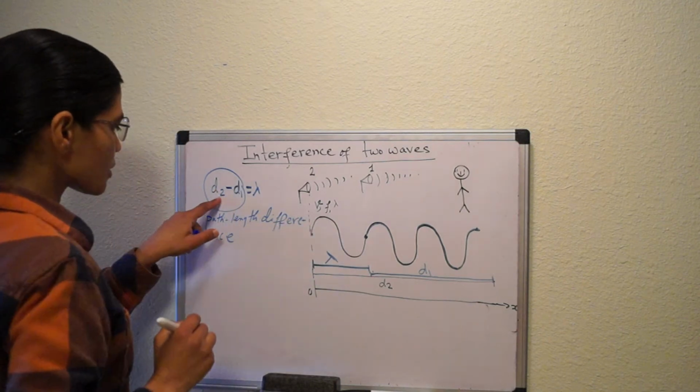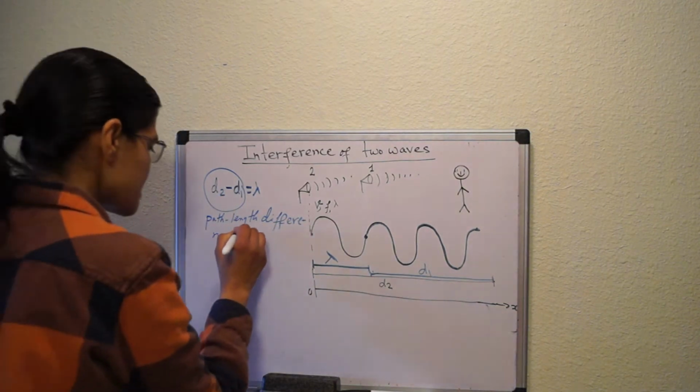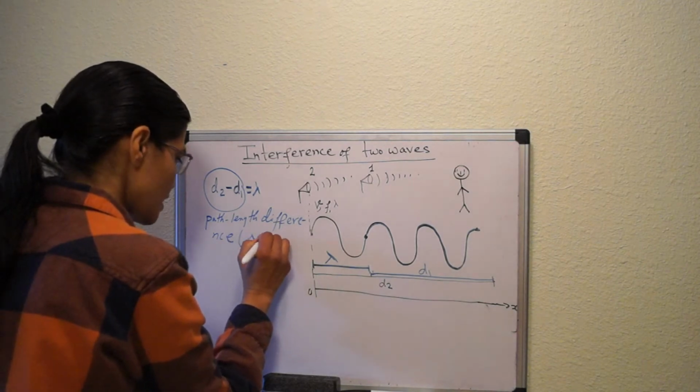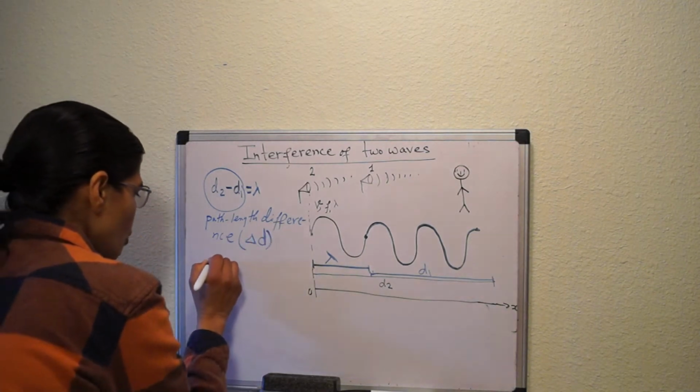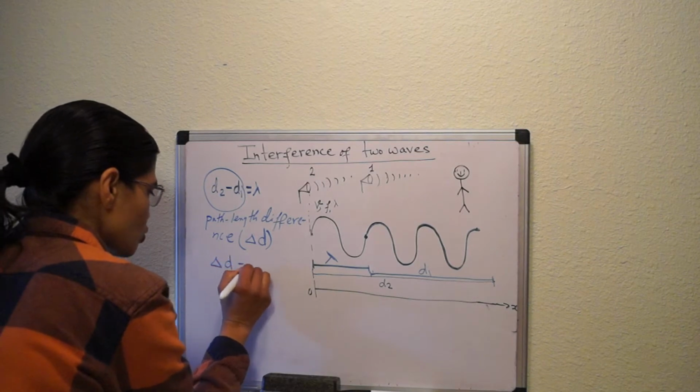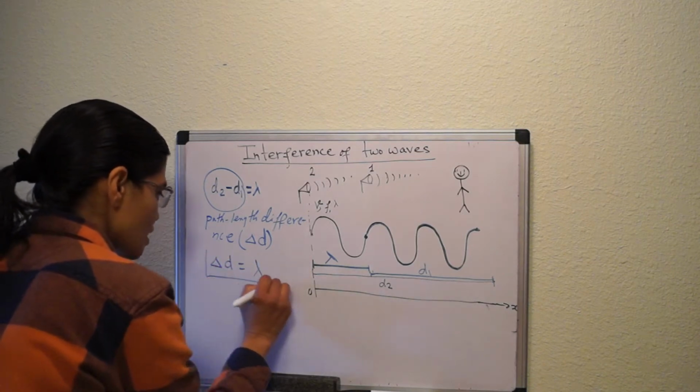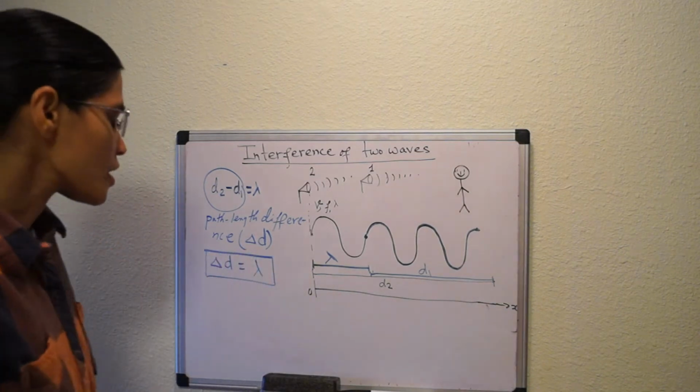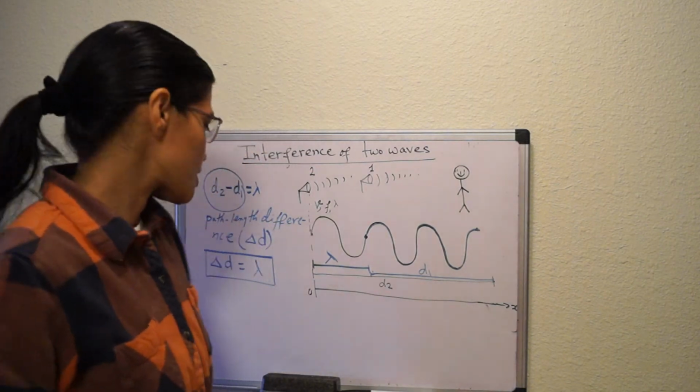Okay, so this quantity is called path length difference and represented by delta D. So we have delta D equal to lambda. This is the condition for constructive interference to occur.